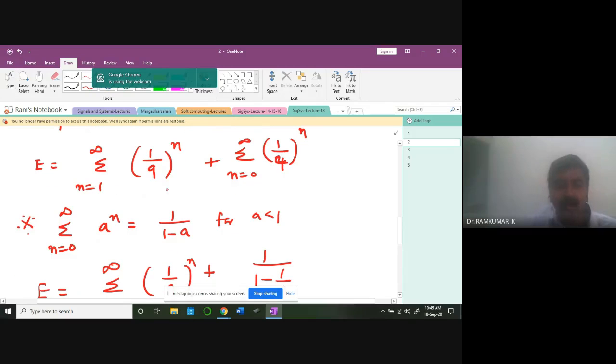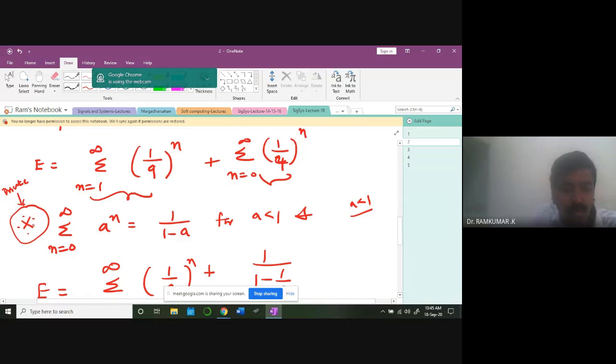Then I got two summation series. But this one is not a proper summation series. Why? It's not starting at 0. So somehow I have to make it a series starting at 0. If the sum starts from 0 to infinity of a power n, the formula is 1 by 1 minus a, we have already seen it, for a less than 1. Remember that. This formula is super important. Again and again, we'll be using it, in discrete convolution also.